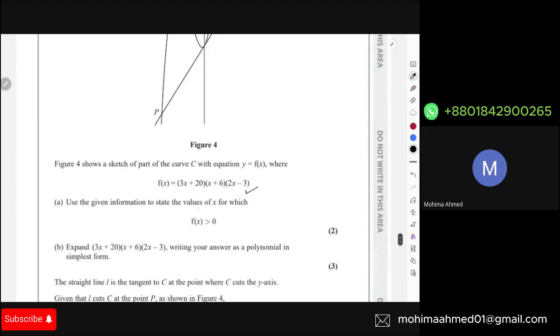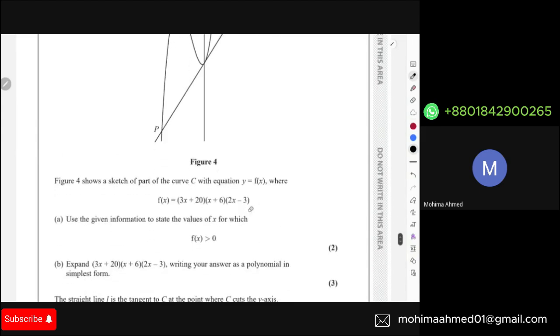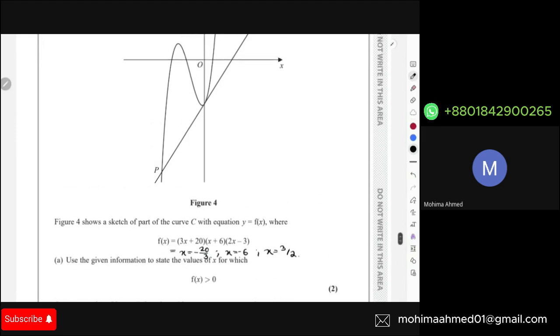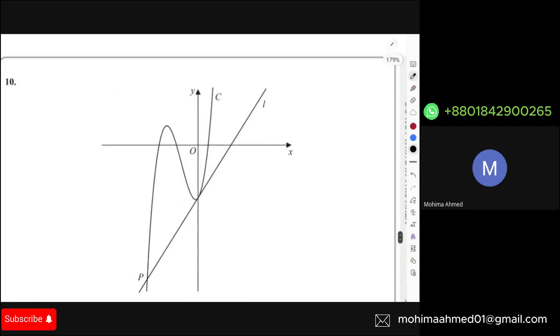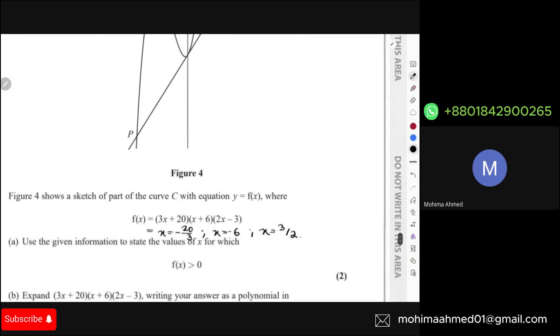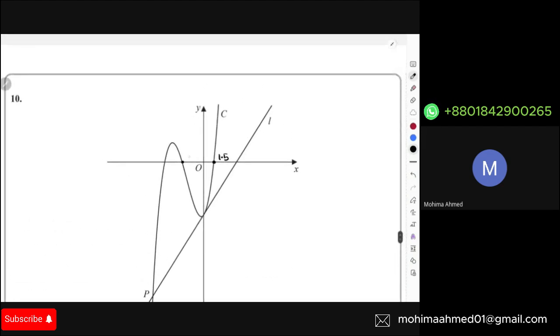Now they're saying that using your information, state the values of x for which f(x) is greater than 0. I can understand that from this point, the values for x are x equals minus 20 by 3, x equals minus 6, and lastly x equals 3 by 2, right? So 3 by 2 is your positive value. This is your 1.5, and the other two values were negative, minus 6 and minus 20 by 3. 20 by 3 in decimals is actually 6.67, so this one will be minus 6 and this one will be your minus 20 by 3.